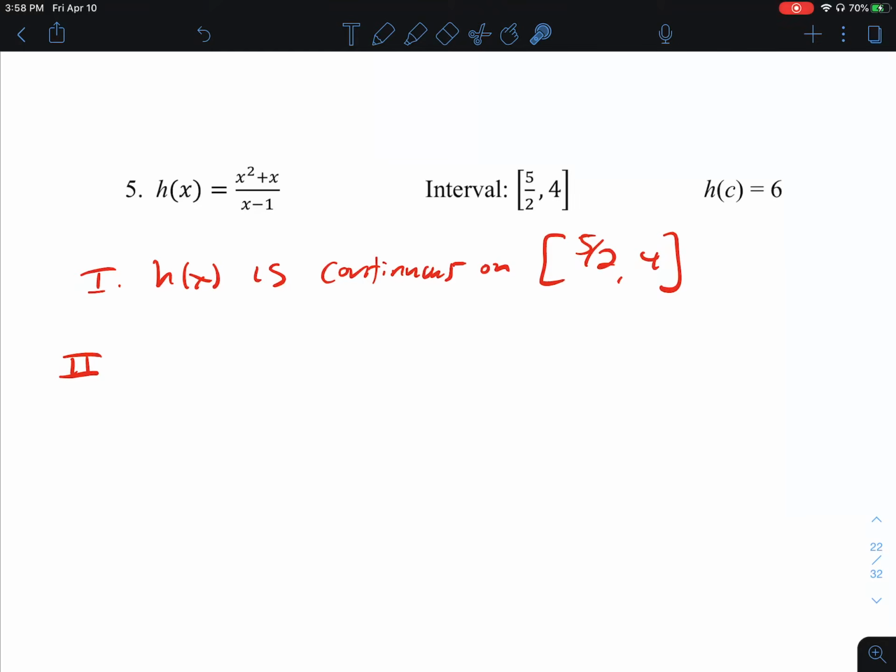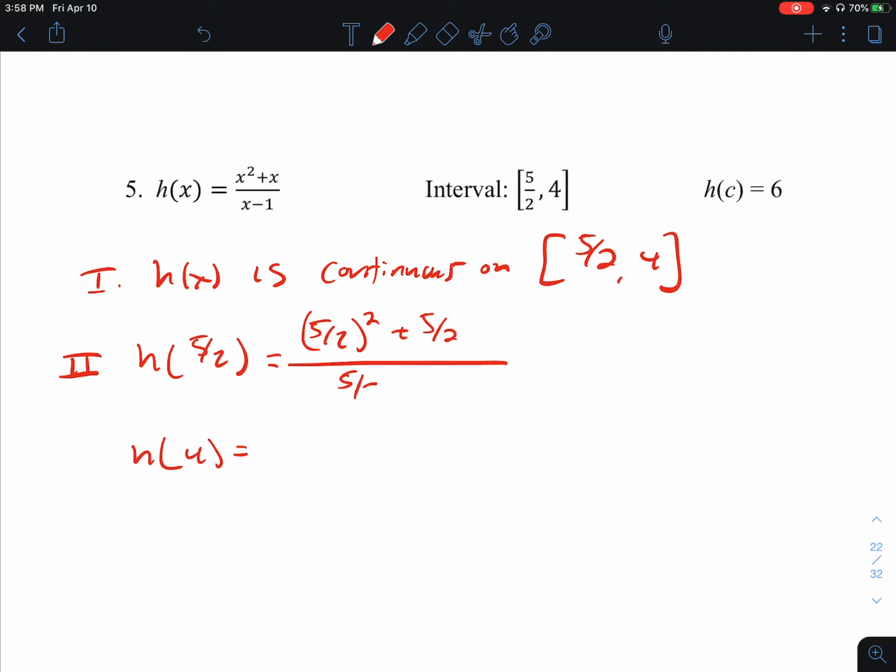2, we've got to figure out what's the y value if we put 5/2 into this, and what's the y value if we put 4 in for this. We want one of those answers to be bigger than 6 and one to be less. So 5/2, we've got to figure out what h of 4 is. H of 5/2, we're going to have 5 over 2 squared plus 5 over 2 over 5 over 2 minus 1.